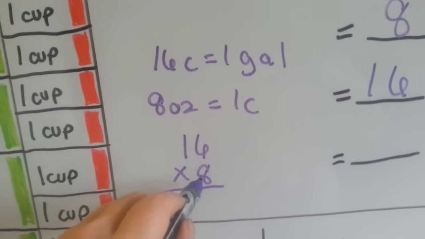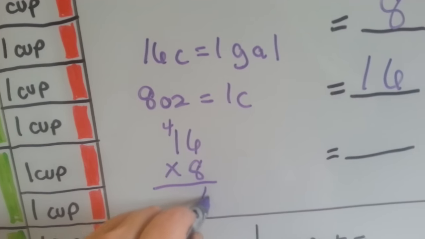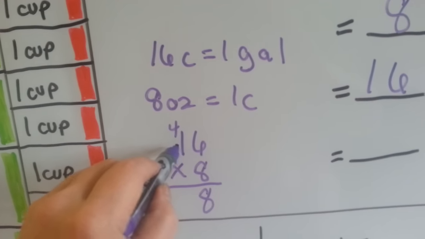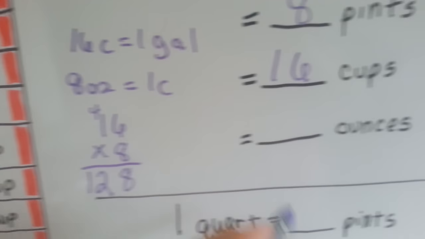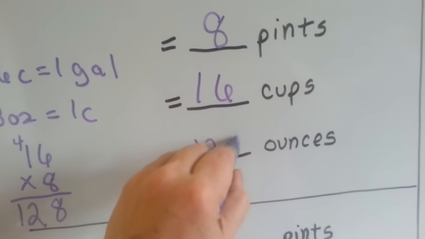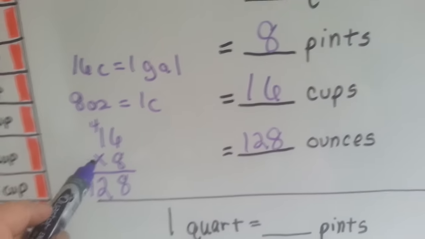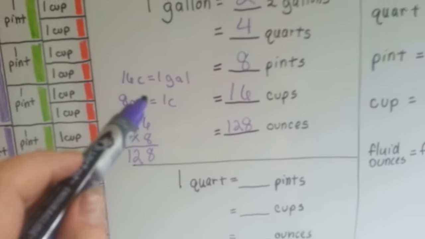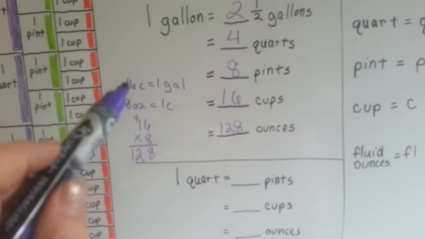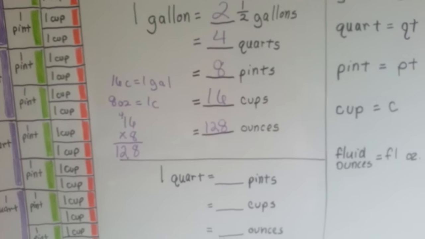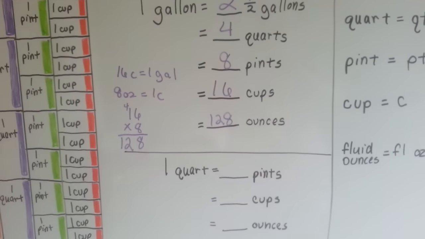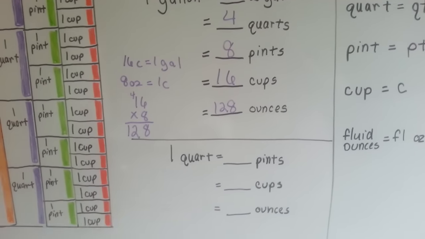6 times 8 is 48. We carry the 4 and put the 8 down. 8 times 1 is 8, plus 4 is 12. 128 ounces in 1 gallon. So do you see how we did that? We knew that there was 8 ounces in 1 cup, and there's 16 cups to a gallon, so we multiplied the 8 ounces times the 16 cups. See? All right, now let's do quarts.